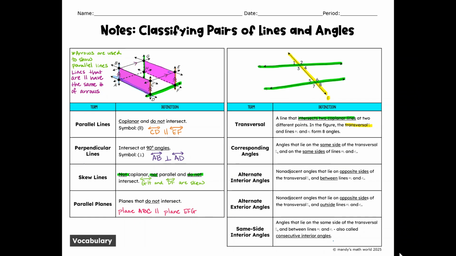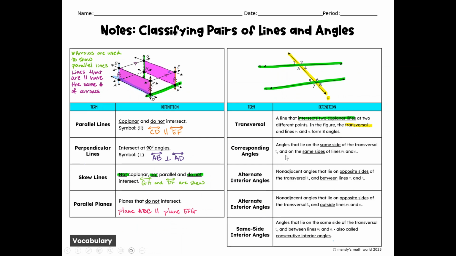So here I have M and N. My transversal is a line that intersects those 2 lines, and we've created 8 angles. What I want you to note is that every single angle is on line T. Not every angle is on line M and N. It's important to remember that.